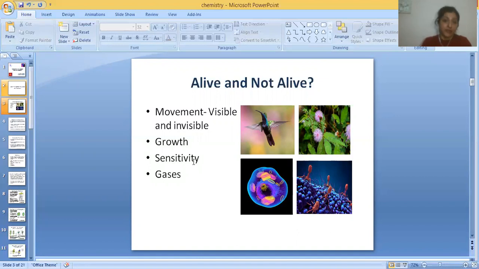Even when you are sleeping, we are breathing. So there's exchange of gases, which makes us feel living. And we can easily identify if someone is alive or not. So these are the visible movements. But then there are some invisible movements which occur at molecular level or cellular level.